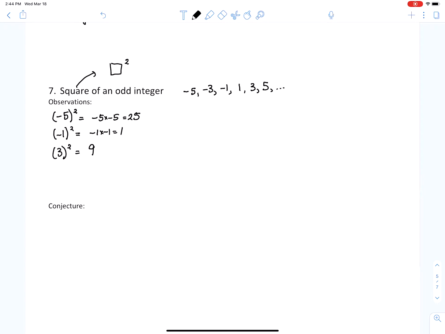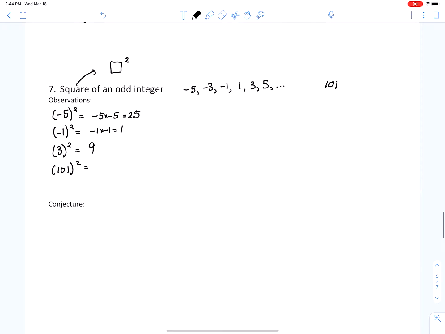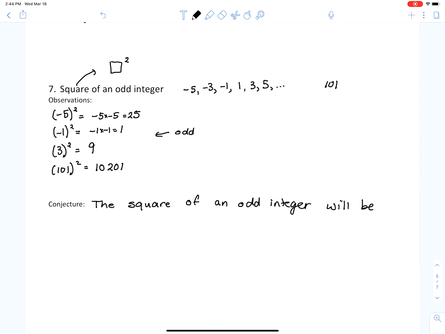I can even take another number like 101. That's an odd integer. Let's try squaring that value on our calculators. And I get 10,201. What am I noticing about all these results? Well, they all look odd to me, so let's use that. The square of an odd integer will be odd.